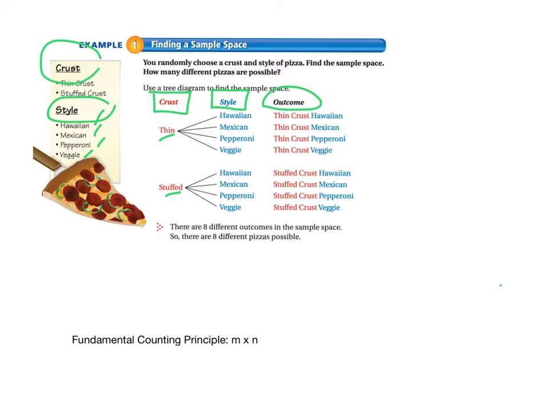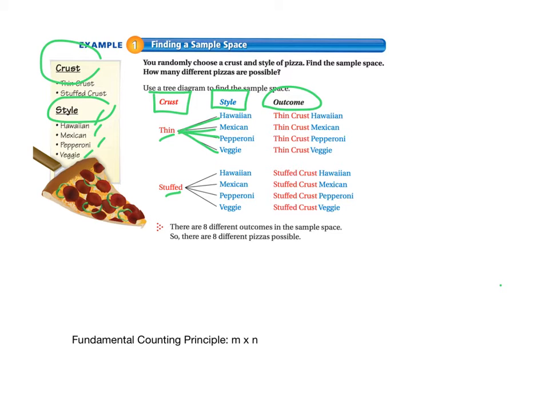So this is a tree. You'll see that there's kind of branches on our tree. These are considered to be branches. And then we just go ahead and we list every single possible choice. So I would start with the crust, because there's only two of them, and then the style, because there's more of them. So I could have a thin crust.